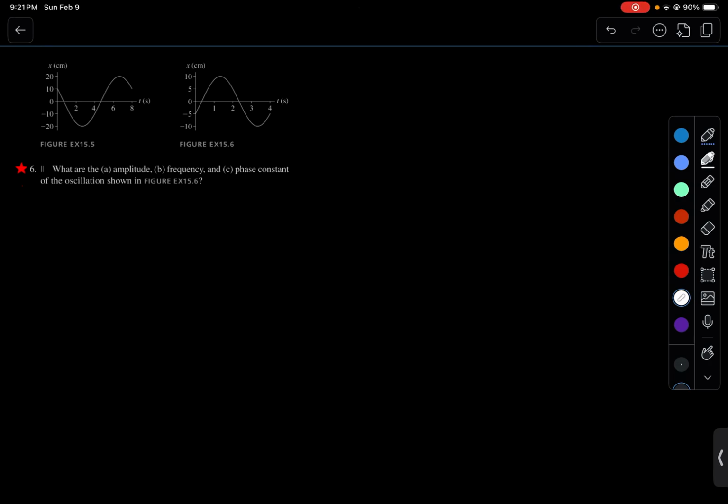Let's do another question. Question 6. What are the amplitude, frequency, and phase constant of the oscillation shown in figure 15.6? This one. I'm just gonna give you a moment to pause the video if you wanna try it on your own.